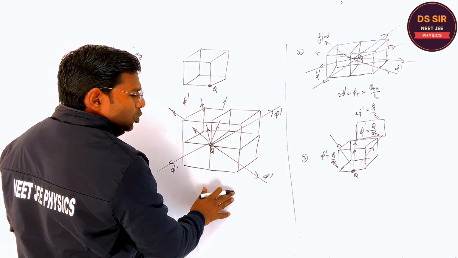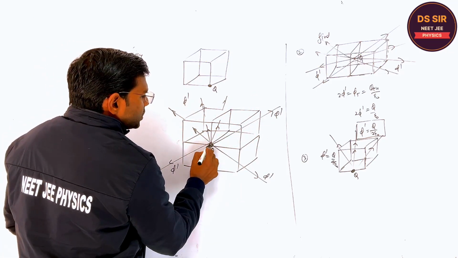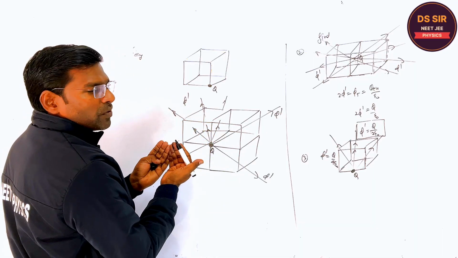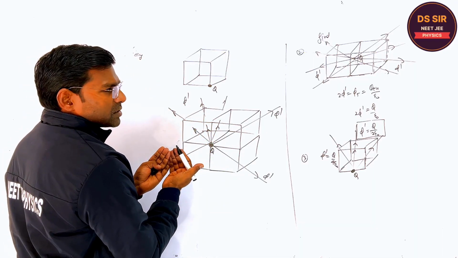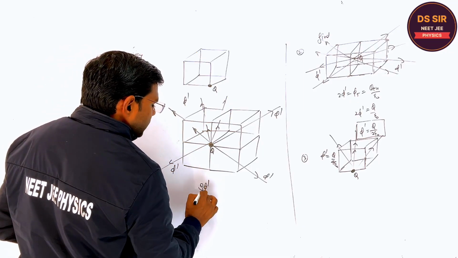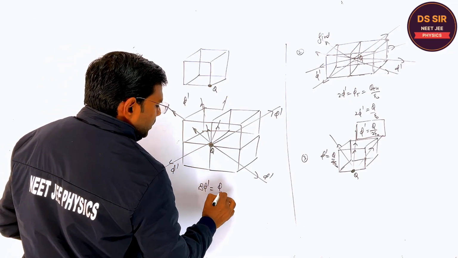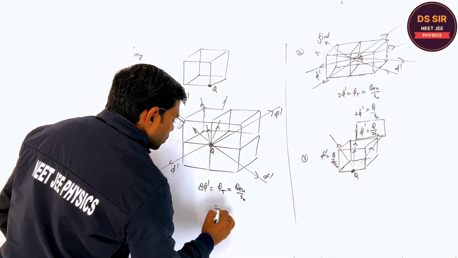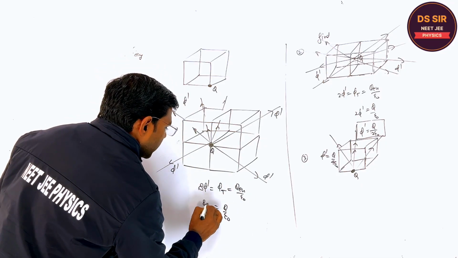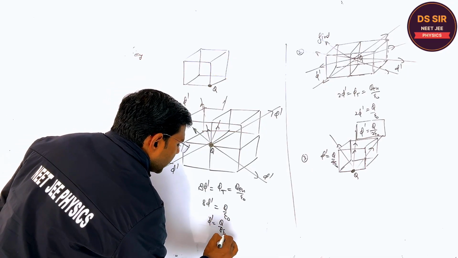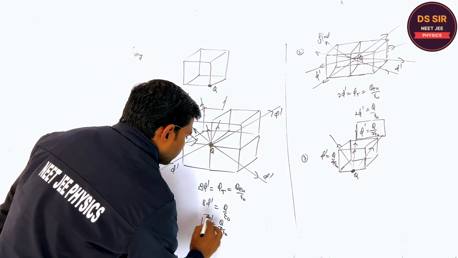So these are the four cubes, but the charge Q is placed in the middle, so the four cubes we can assume in front of this. So total flux will be equal to what? 8 phi dash is equal to charge enclosed divided by epsilon naught. So Q upon epsilon naught equals 8 phi dash. So phi dash is Q upon 8 epsilon naught, right?